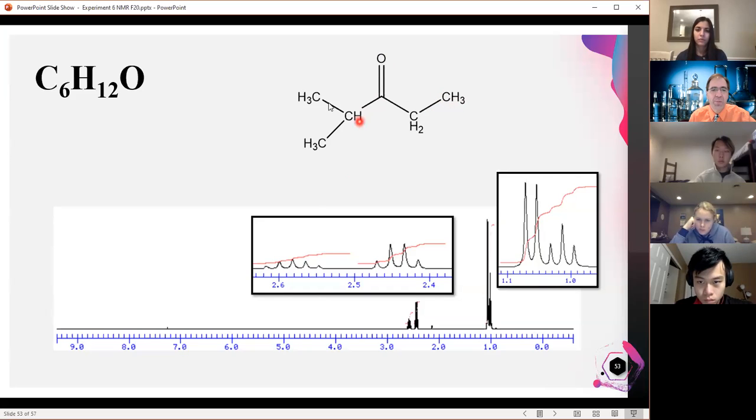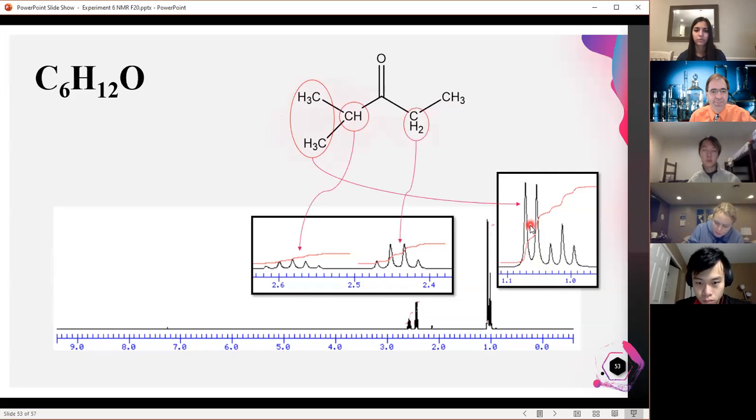So my ethyl group, and then my methyl with the 2 methyls, my CH with my 2 methyls. Okay, so if I annotate this, I'm going to say, okay, that's probably my doublet, that's probably my septet, here's my quartet, and there's my triplet.